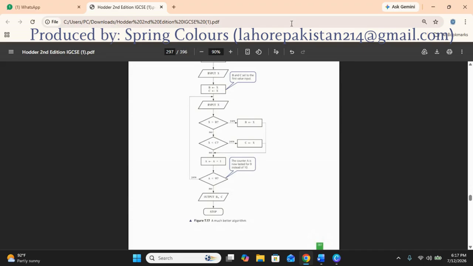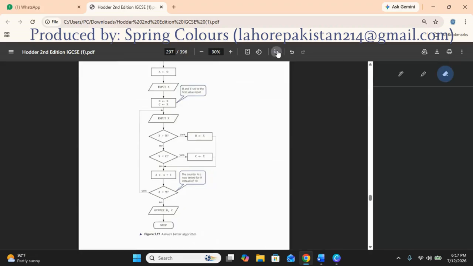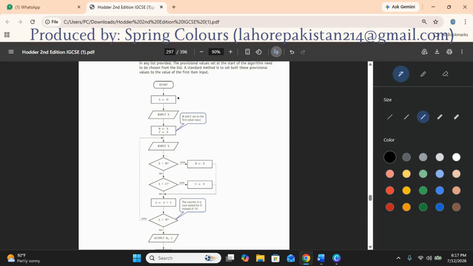Then on page 287, a better, or rather the best, solution was given in the form of a flowchart. The counter will be set to 0. The user will give one value. The user's first value will be saved in B, which is used for saving the highest value, and also in variable C, which is used to store the smallest value.